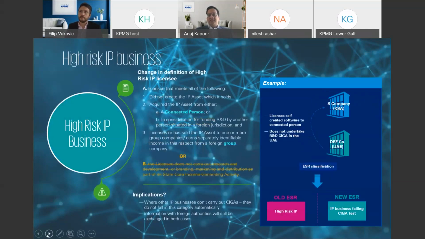Now, in context of high risk IP, and we all keep high risk IP at a much higher pedestal, rightly so, because it is exposed to a much higher level of substance governance, much higher level of data disclosure, exchange of information across borders. Now, the erstwhile IP business definition had Part A and Part B. While Part A stands as is, with its renewed reference to, again, the connected person and the group, Part B, which tended to reflect on the core income generating activities of a typical high risk IP, no longer forms part of the regulation.